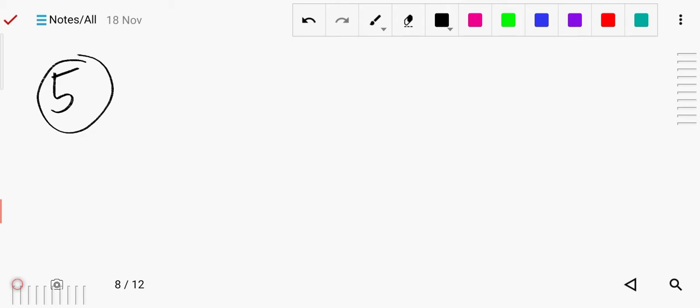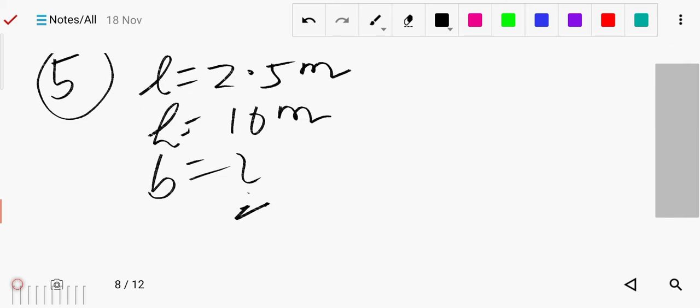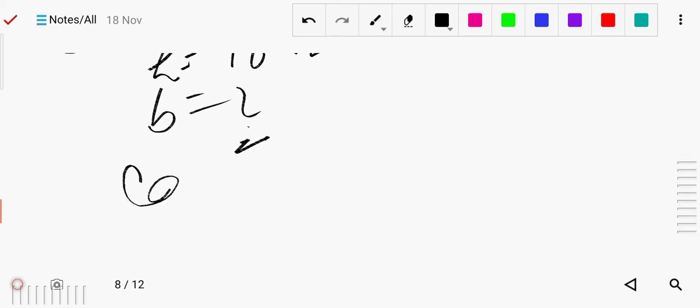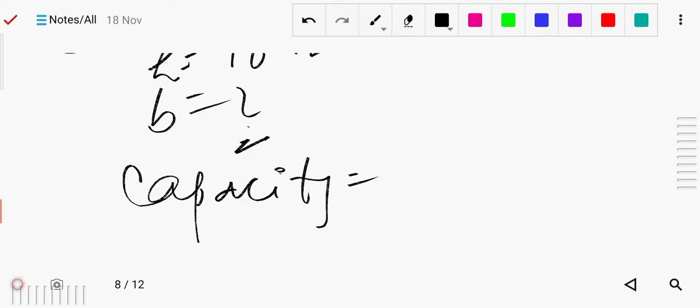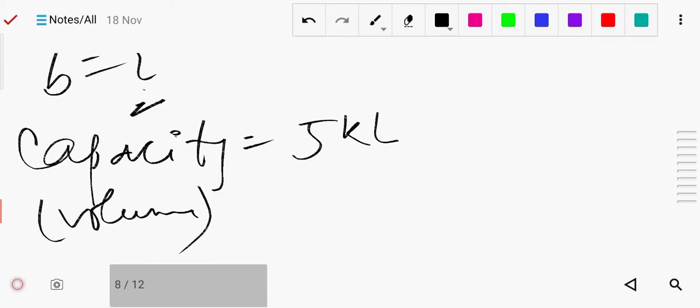Here it is given that L is 2.5 meter, its height is given as 10 meter, and its breadth is not given; that we have to find out. Now the capacity is given as 5 kiloliter. Capacity is nothing but the volume. The volume is given, but it is given in kiloliter.